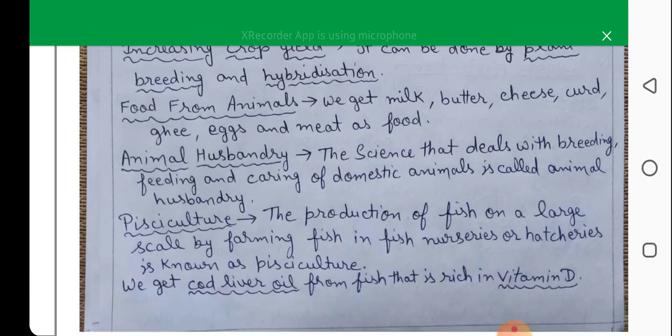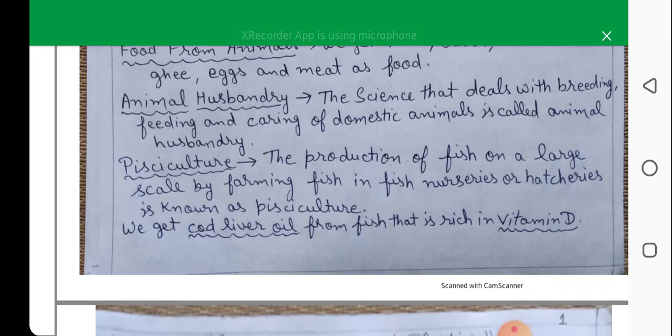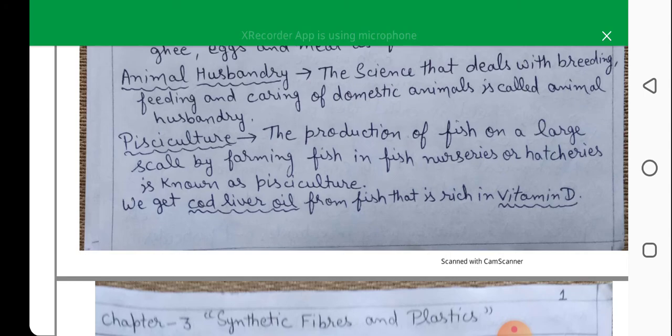Food from animals. We also get some food from animals. We get milk, butter, cheese, curd, ghee, eggs and meat as food from animals. For the rearing of animals, we have to carry out animal husbandry. The science that deals with the breeding, feeding and caring of domestic animals is called animal husbandry.